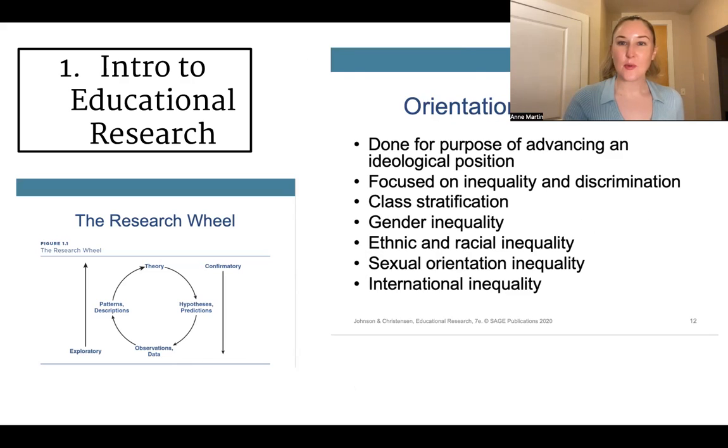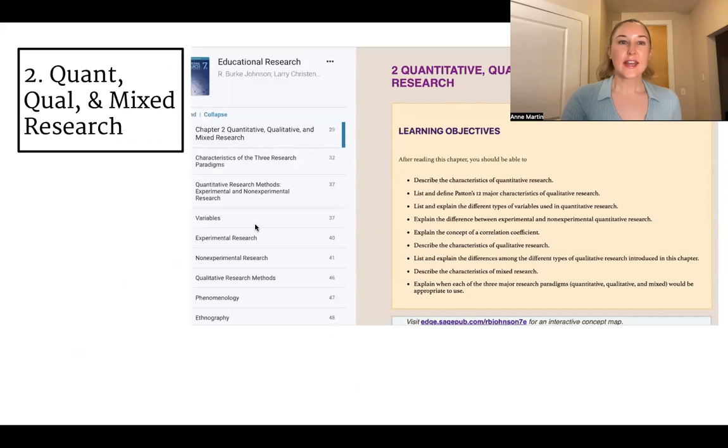So that is chapter 1. Now, chapter 2 is called an introduction to quantitative, qualitative, and mixed research. And we are going to go into more depth on research design in modules 3, 4, and 5 about each of these, but this is a broad introductory overview of what these different paradigms mean.